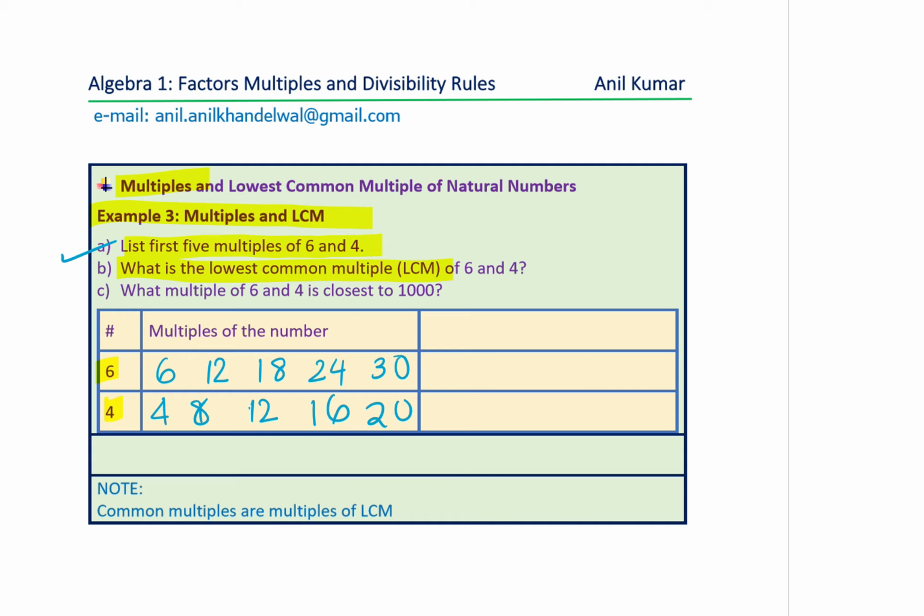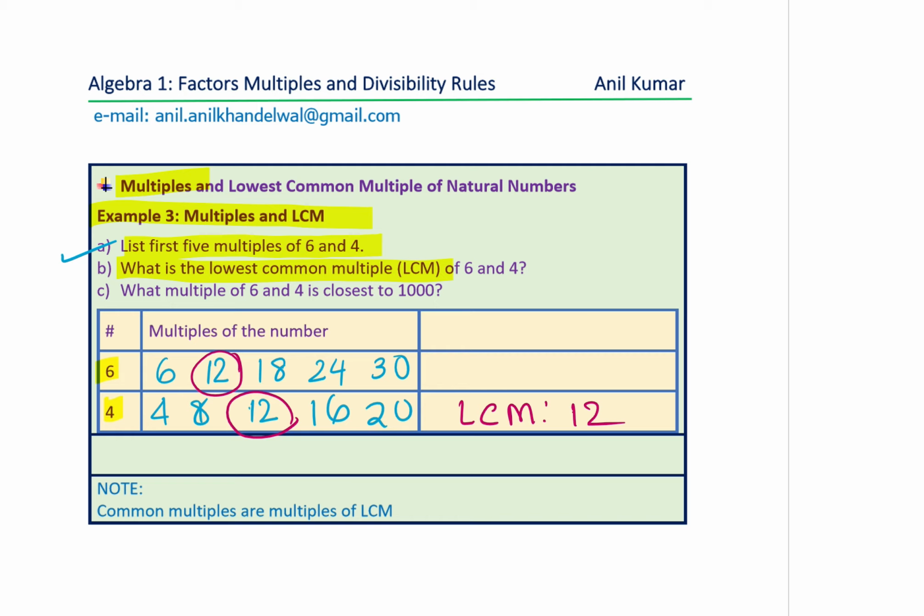So let's circle what is common. Between 6 and 4 we find 12 as common. In this case, since we only listed 5 multiples, we have a common multiple of 12. So the lowest common multiple is for sure 12 only. So the lowest common multiple between 6 and 4 is 12. That is how we can find it.